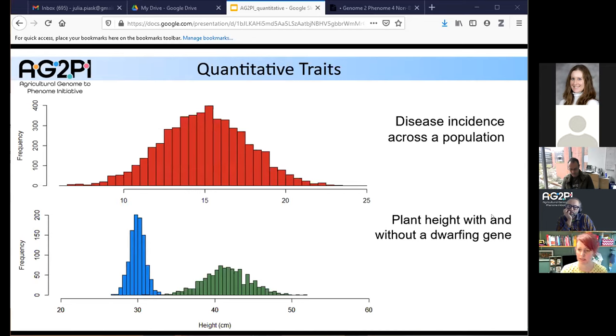And that could say be disease incidence across the population, or crop yield, or milk yield in cattle, all classic examples. Or we can look at a few loci of large effects and then some loci of small effects. And so that's what's going on in the bottom one, where plant height can still have a lot of variation, but it tends to group based on if a dwarfing gene is present in it.